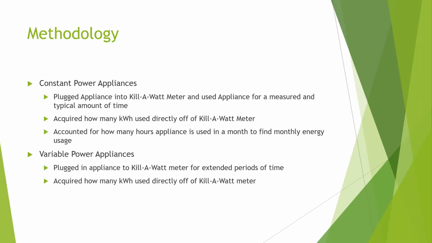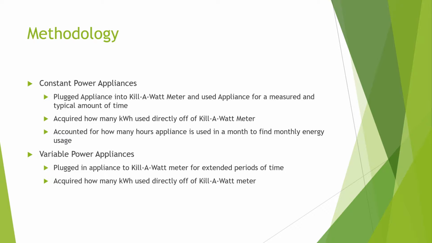I took my electricity usage measurements using a kilowatt meter that I purchased online. For constant power appliances, which include my microwave, lamp, desk fan, and television, I plugged the appliance into my kilowatt meter and used it for a typical amount of time depending on the appliance. For the washing machine, this would be something like 3 loads of laundry. For the TV, this is a couple of hours. For the microwave, this is microwaving something for, say, 1 or 2 minutes. And for the lamp and desk fan, it was leaving it on for a couple of hours.